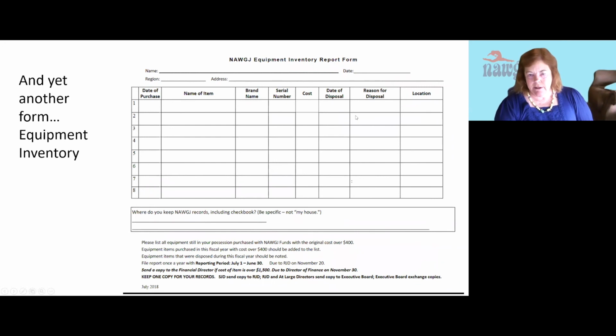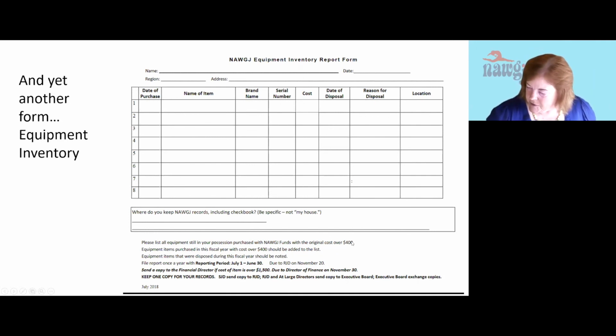And yet another form, there's an equipment inventory form that's supposed to come in once a year. I was looking this over. I see down here, it was last put together in July 2018. I see a discrepancy with what this form says and what our operating code says. So that is going to be something that the finance committee will look at. But just know that once a year you need to report your equipment inventory, and I already can kind of see that we probably need to get things congruent on that. So just so you know that it's out there. We'll try to get that done before the end of the fiscal year, so we get that straight.